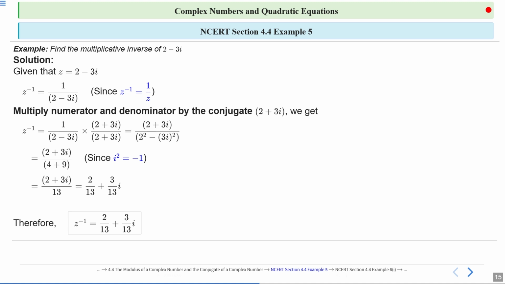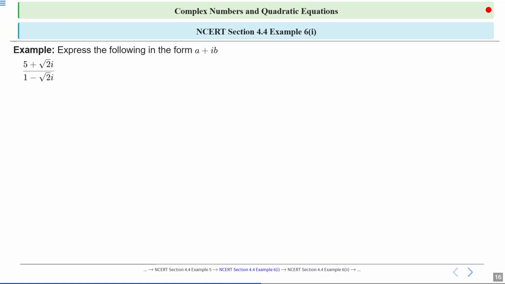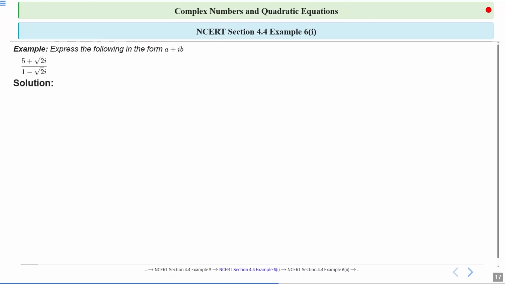Therefore, the multiplicative inverse of z is 2 divided by 13 plus 3 divided by 13 times iota. Now let's look at another example. In this example, we have to express the following in the form a plus iota times b. So let's see how to solve this example. Let's start the solution of this example.